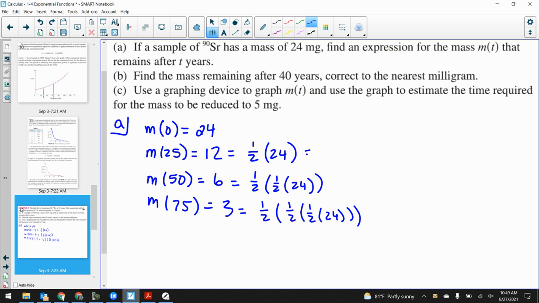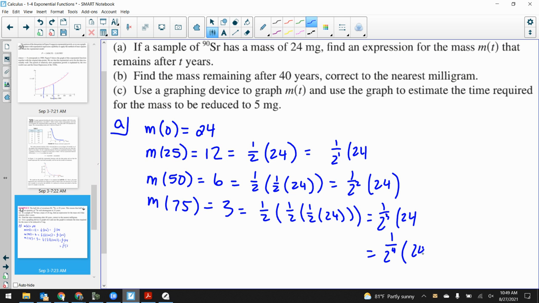Well, this would be 1/2 to the first power times 24. This is 1/2 to the second power times 24. This is 1/2 to the third power times 24. So I could keep that going: 1/2 to the fourth power times 24, right? If I wanted m of 100.